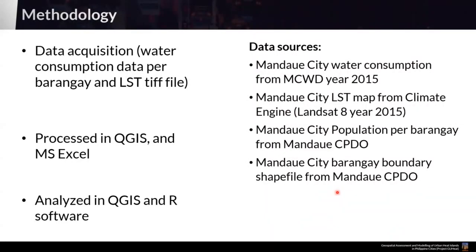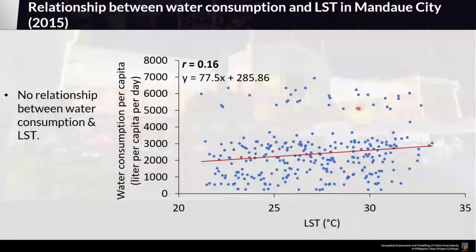This is the methodology and data used in this study. First is data acquisition, then processing in QGIS and Excel, and analysis in QGIS and R software. When we plot the relationship between LST and water consumption data, based on the correlation coefficient of 0.16, which is really low, it can be said that there is no relationship between water consumption and LST.